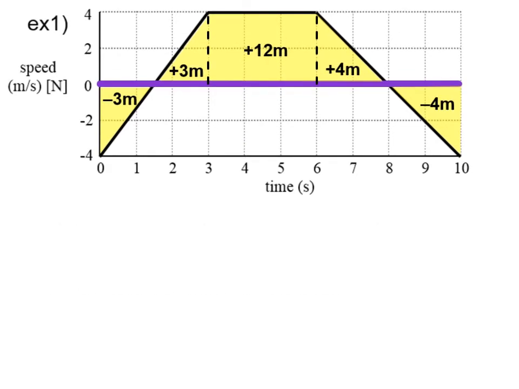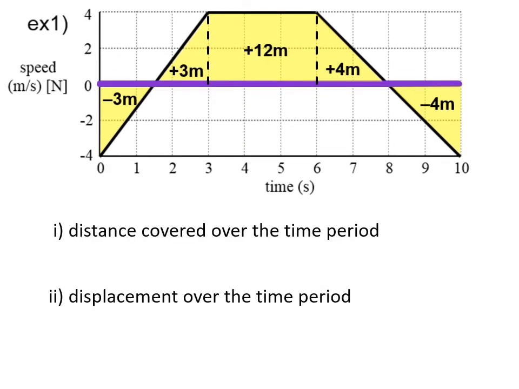So now we are asked, what is the distance covered over the time period and what is the displacement over the time period? Well, we're going to use the exact same areas. The only difference is that direction doesn't matter when we're calculating distance. So for distance, it's going to be 3 meters plus 3 meters plus 12 meters plus 4 meters plus 4 meters, which equals then 26.0 meters.